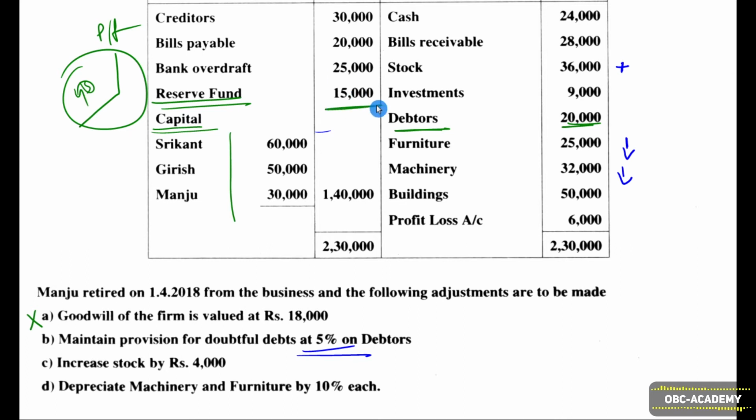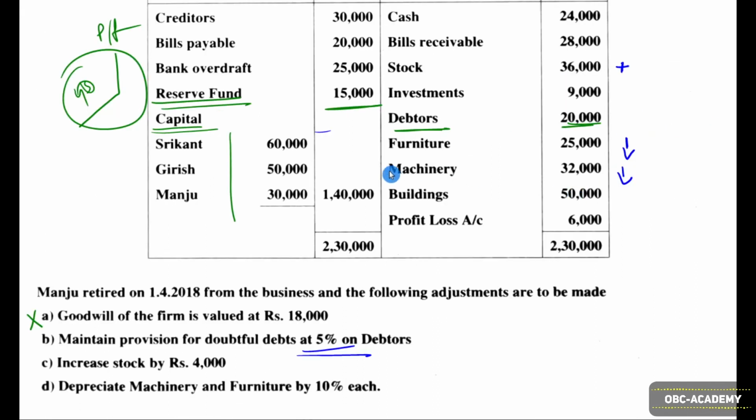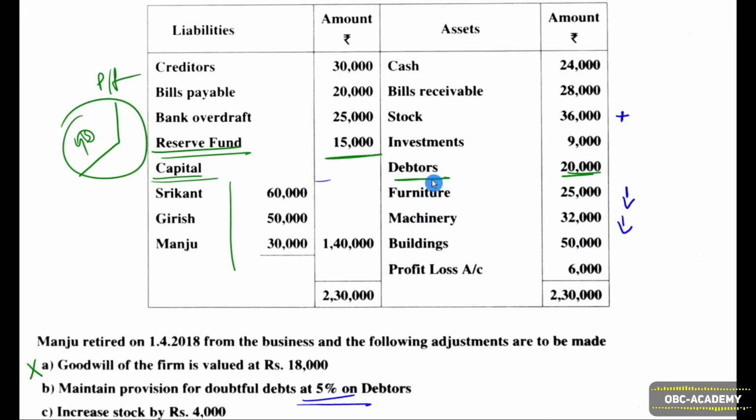So 15,000 should be divided into three parts and transferred to all the partners. By reserve fund, 15,000 divided by 3, the number of partners is 3. Instead of writing this out, which is all a mess, this is the easy method. 15,000 divided by 3. If you split it, you can calculate in your mind. So 5,000, 5,000, 5,000.